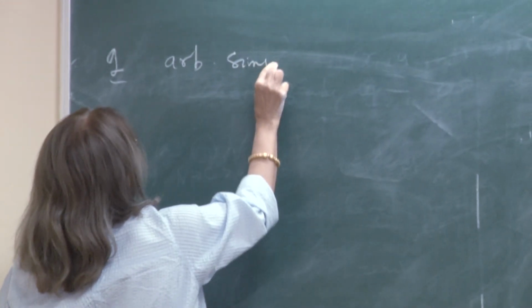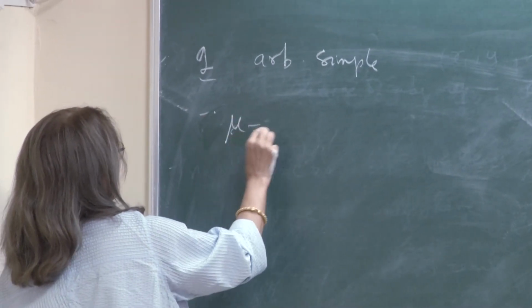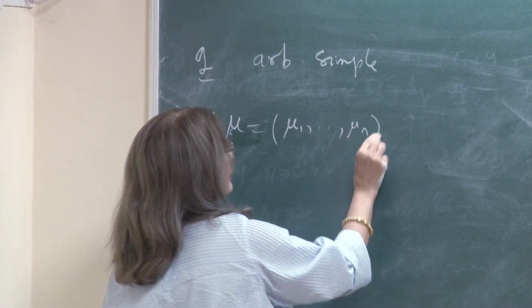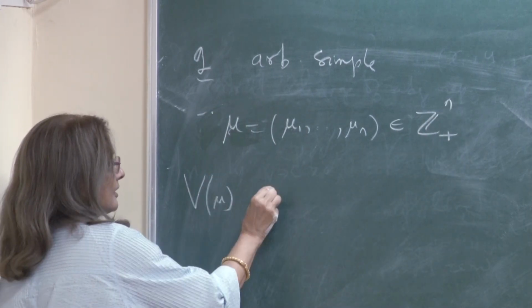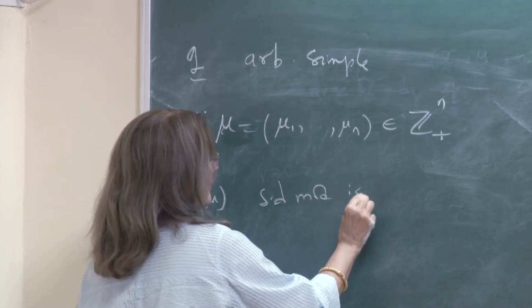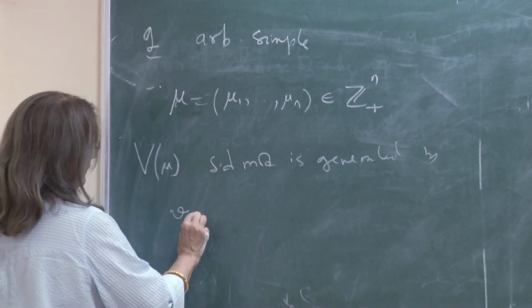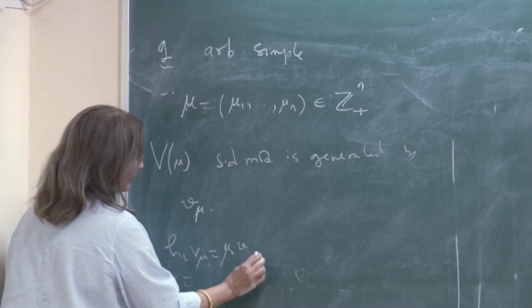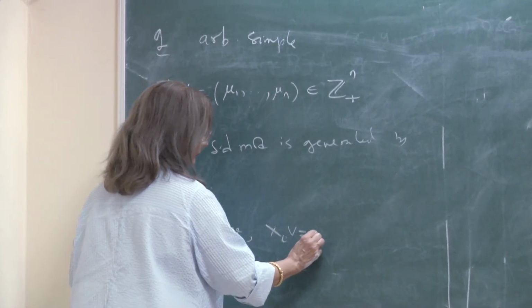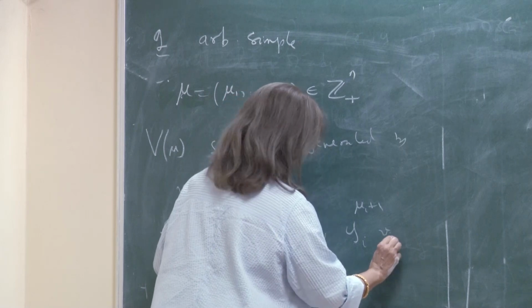So if you take G to be arbitrary simple, then there exists a non-zero element V in V. Sorry, and you take mu to be a collection of non-negative integers. Okay. Then V mu, so this is a finite dimensional module, is generated by an element V mu, let's say, with the relations: Hi of V mu, so it has to transform according to the mu i. The Xi's all have to kill it. Okay, and the Yi raised to mu i plus 1 of V mu is equal to 0.